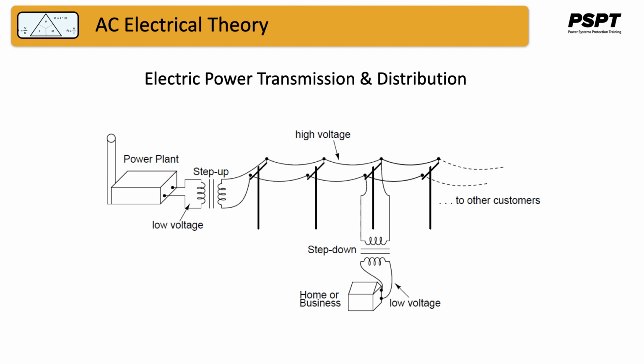As useful as transformers are, they only work with AC, not DC. Because the phenomenon of mutual inductance relies on changing magnetic fields, a direct current, DC, can only produce steady magnetic fields. Transformers simply will not work with direct current.